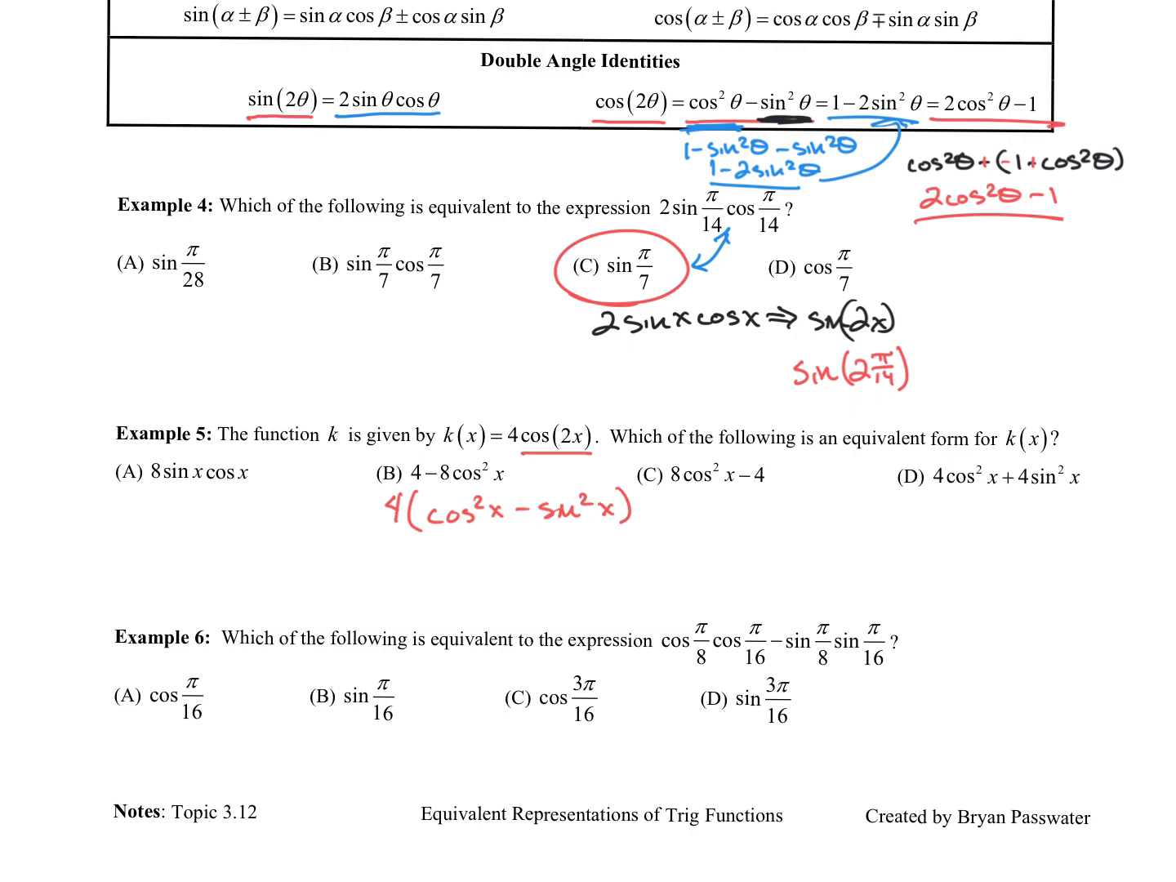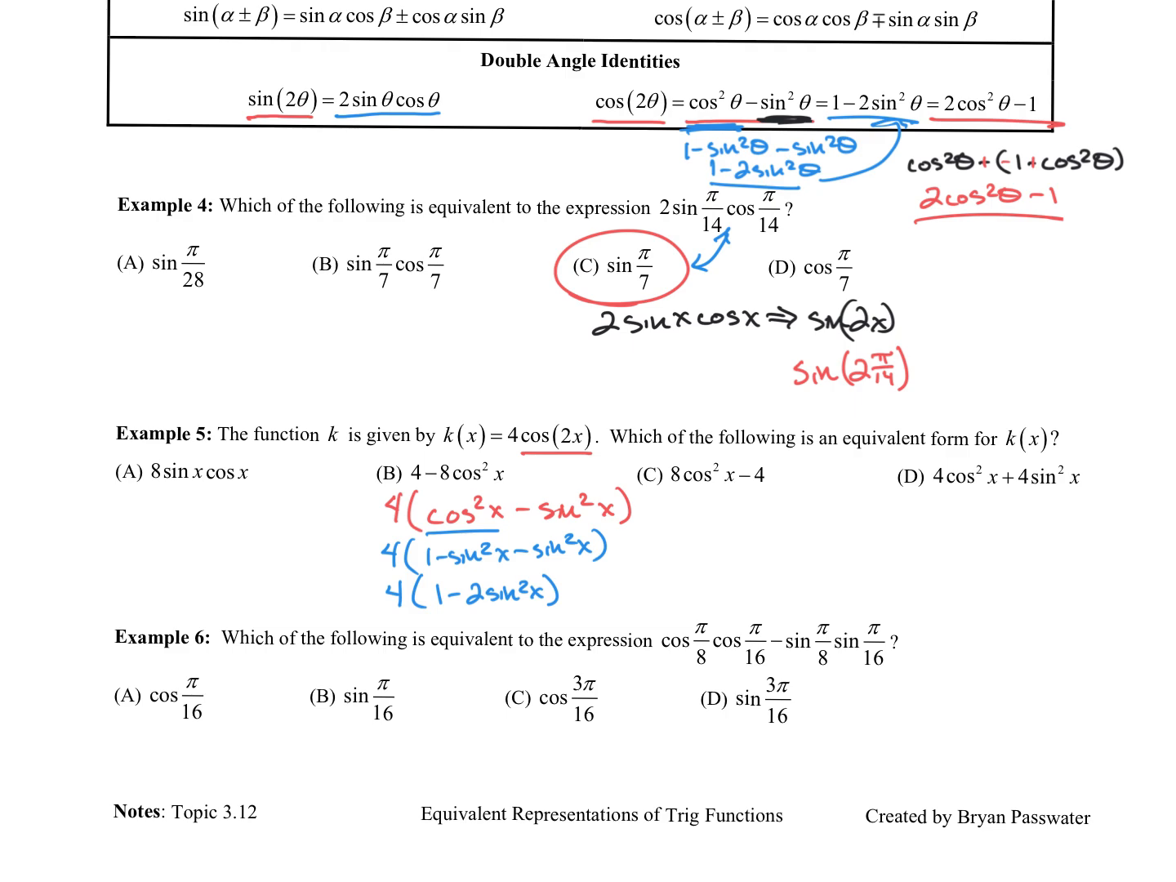Could we change cosine squared? Yes. What could we change cosine squared to? 1 minus sine squared. And so let's try it. And so now we have 4 times 1 minus sine squared. And then I still have minus sine squared, which goes to what? 4 times 1 minus 2 sine squared. Now, if I were to distribute that 4, does it match up with anything? No, it doesn't. It doesn't match up with anything.